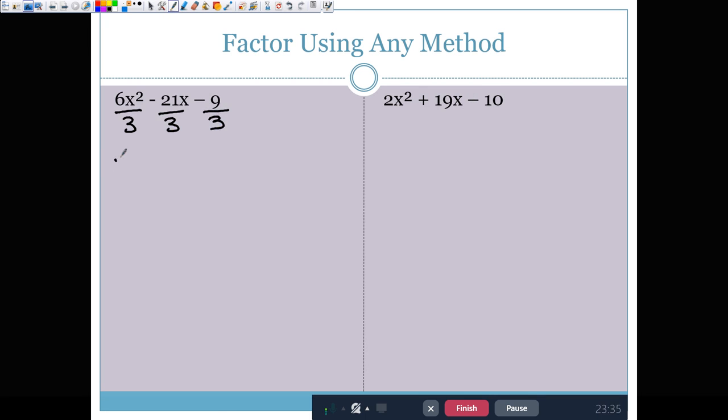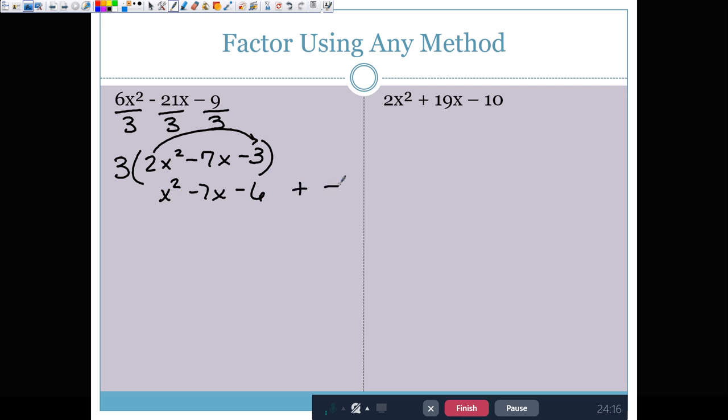So remember when we pull out our GCF, the GCF goes on the outside? And then I divide each term. So this is going to become 2x squared minus 7x minus 3. Now I'm going to factor this. Okay? So I'm going to multiply a times c and get negative 6, and then negative 7x and then x squared. And then I'm going to find 2 numbers that multiply together to equal negative 6 and add together to equal negative 7. So what are my signs going to have to be?